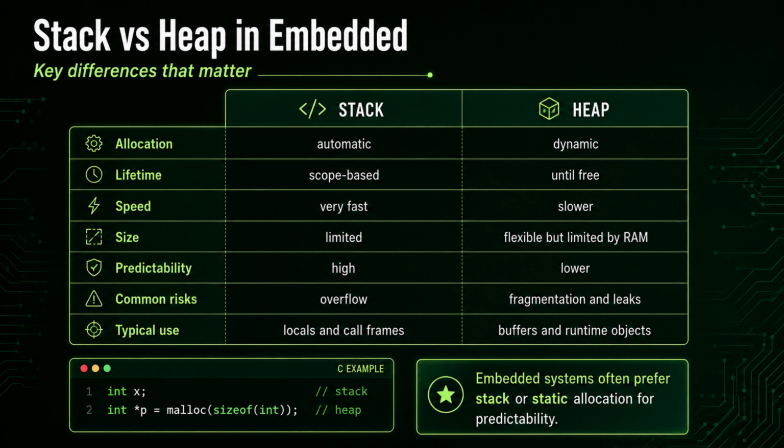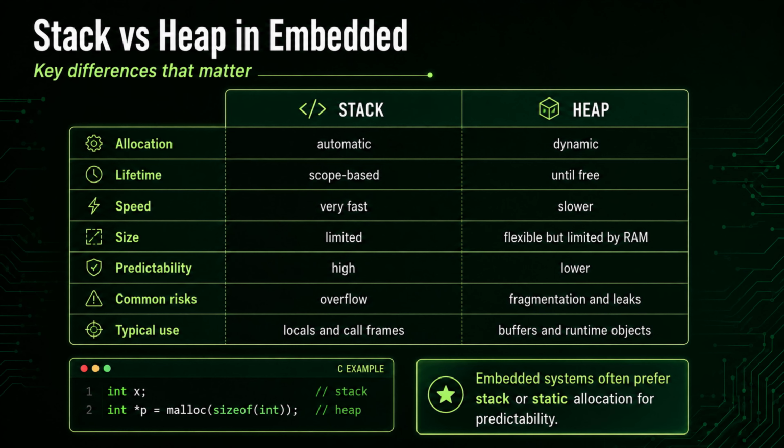The stack is usually very fast and predictable. This makes it very useful in embedded systems, especially for small local variables and temporary data. The heap is more flexible but less predictable. It can suffer from fragmentation, allocation failure, memory leaks, and variable timing. The stack has the risk of stack overflow. The heap has the risk of fragmentation and leaks.